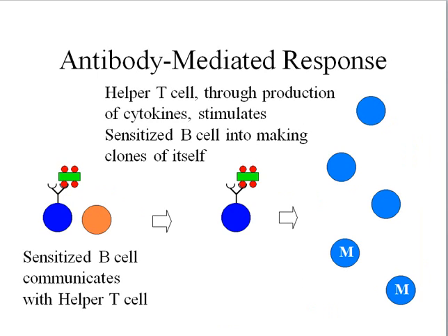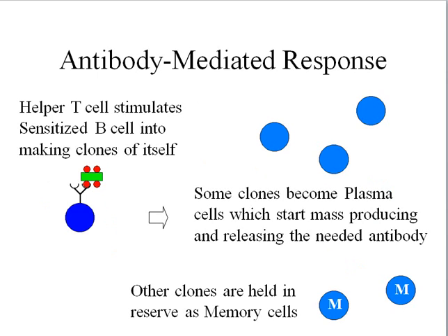The sensitized B cell communicates with a helper T cell. The helper T cell now produces chemical signals which cause the cloning of that sensitized B cell. These clones are called plasma cells because they produce large quantities of the antibody, which is then released into the plasma. Some of these plasma cells are held in reserve as memory cells. This process of producing a variety of B cells and then cloning the B cell which produces the needed antibody is called the clonal selection theory.